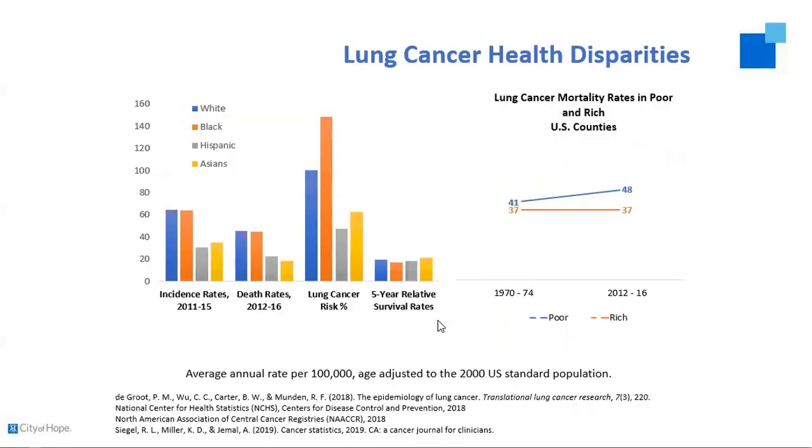The lung cancer mortality rate is shown in this slide. On the right side of the slide, you can see that the mortality rate of US counties that are rich has been about the same over the years. But compared to counties in the United States that are considered poor, you can see that there is an increased mortality among those counties. Again, also on the left side, you can see that there is really a higher lung cancer risk percentage among ethnic minorities.